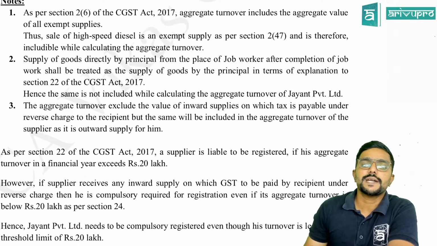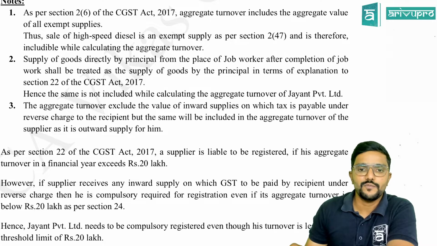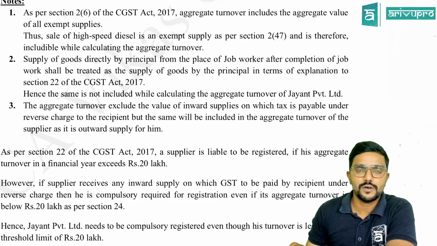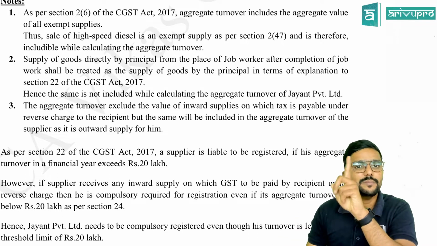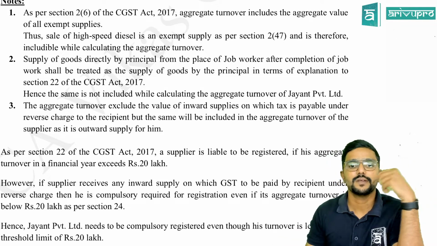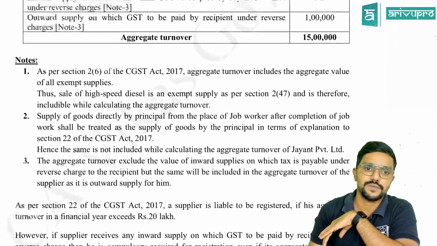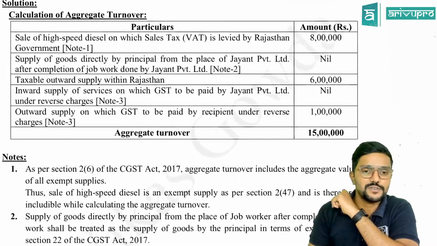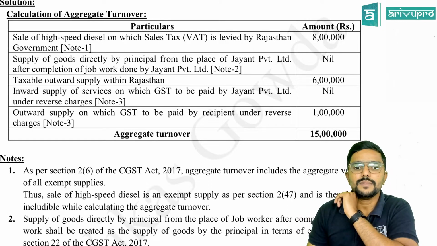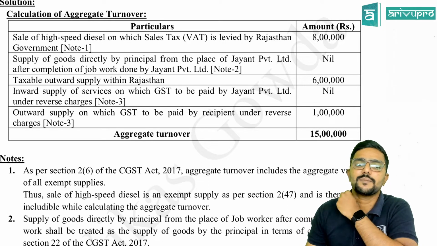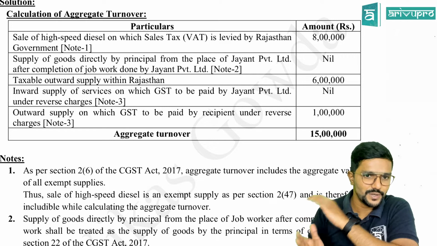Supply of goods directly by the principal from the place of job worker after completion of job work shall be treated as supply of goods by the principal. So it will be included in the turnover of principal in terms of explanation to section 22 of CGST Act 2017. So it is given as an explanation to section 22, guys. Next, taxable outward supply within Rajasthan. So it should be included.